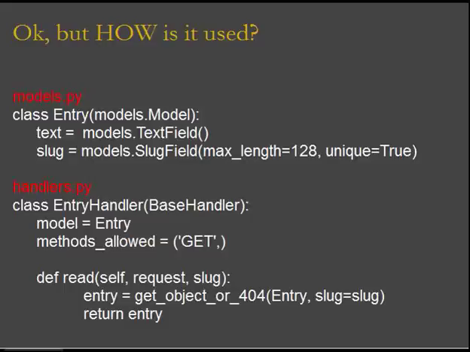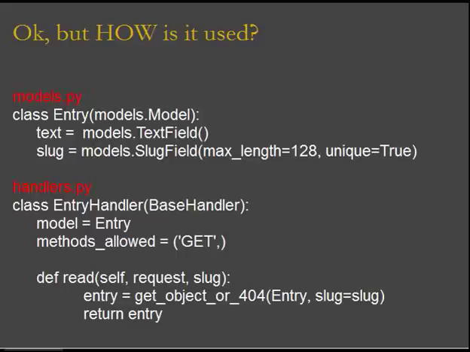So you can actually overload these different methods in your class, and you define which ones you want and the methods allowed, and you basically have a really easy way of manipulating data from an API extremely easily. And so in this case, we just want to read, and we have entry equals get_object_or_404, entry, slug equals slug, and then we return the entry. And notice that we don't even have to return an HTTP request or whatnot, or HTTP response, excuse me.